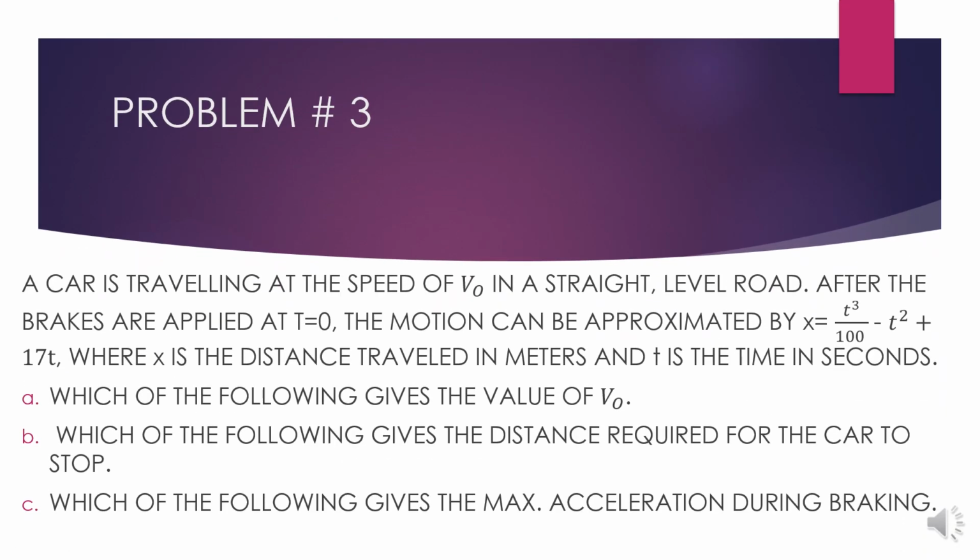Problem number 3. A car is traveling at a speed of v initial in a straight level road. After the brakes are applied at 0 time, the motion can be approximated by x is equals to t cubed over 100 minus t squared plus 17t, where x is the distance traveled in meters and t is the time in seconds. Letter A. Which of the following gives the value of v0 or v initial? Letter B. Which of the following gives the distance required for the car to stop? And letter C. Which of the following gives the maximum acceleration during braking?